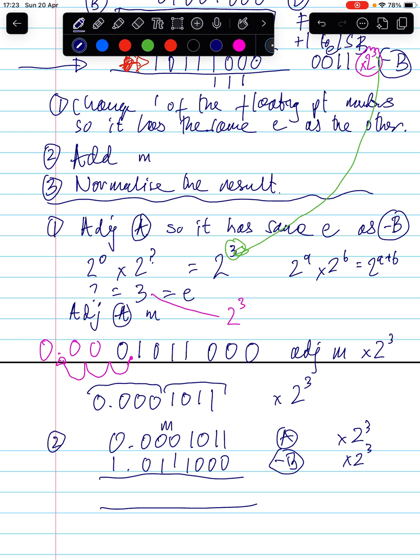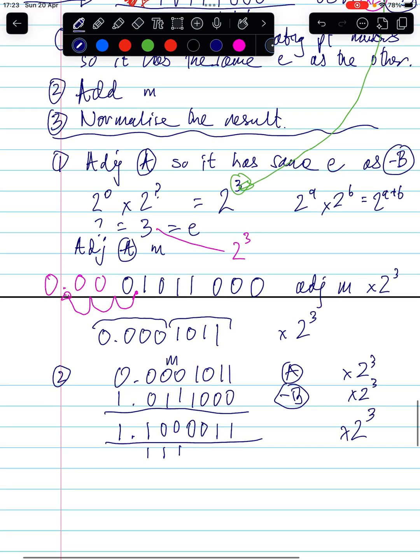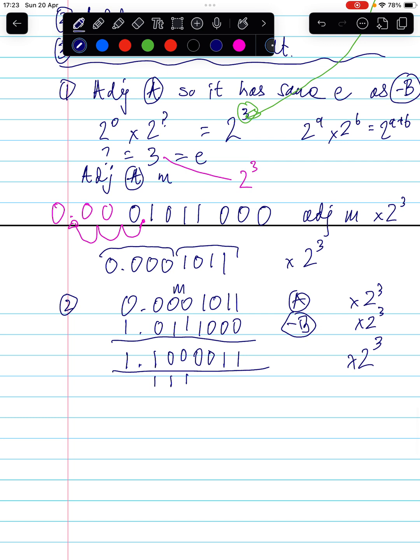So let's do this. 1 plus 0 is 1, 1 plus 0 is 1, 0 plus 0 is 0, 1 plus 1 is 0, carry the 1, 1 plus 1 is 0, carry the 1, 1 plus 1 is 0, carry the 1, and then 0 plus 1 is 1. So this is our answer, and that is also at 2 to the 3. Now we can't stop there because this is not normalized. This is not a normalized floating point number. So we know it's negative because we have a 1 here.